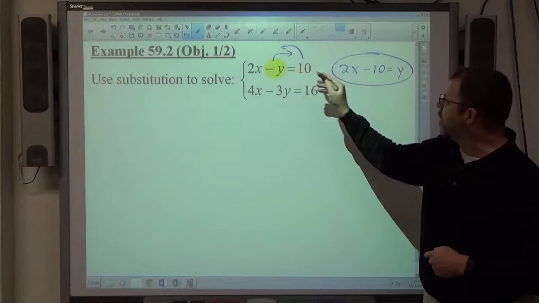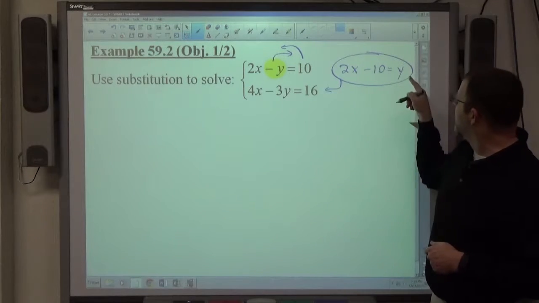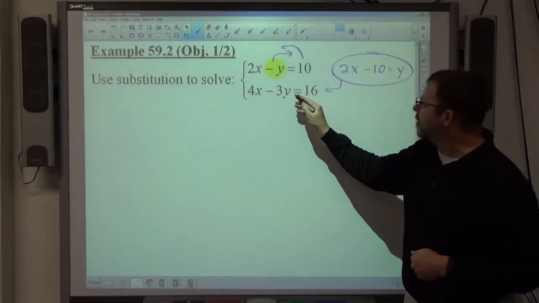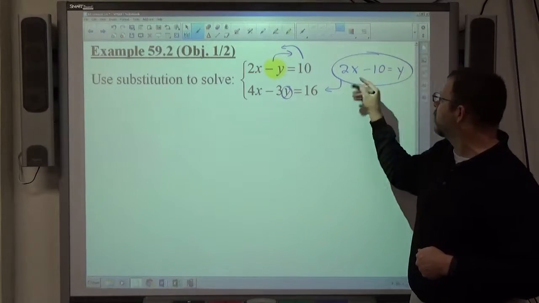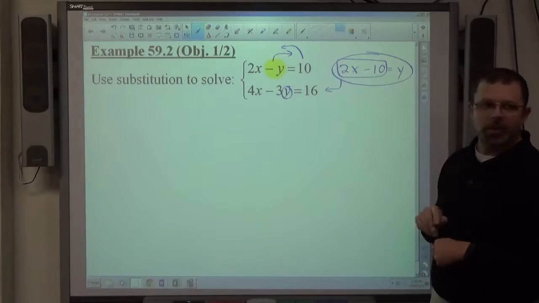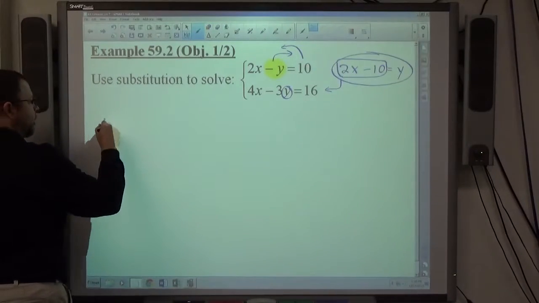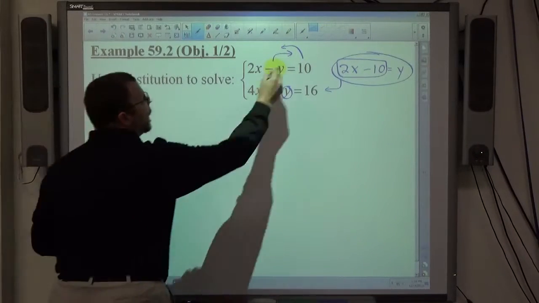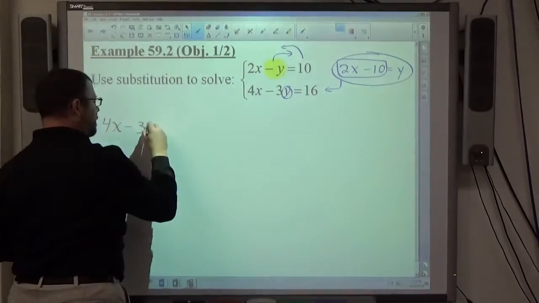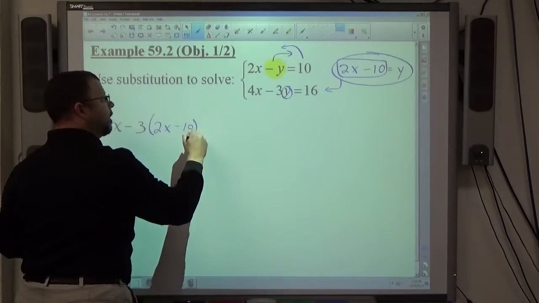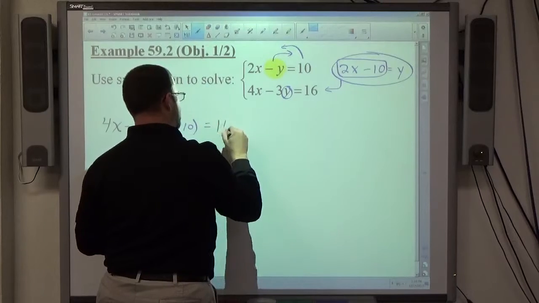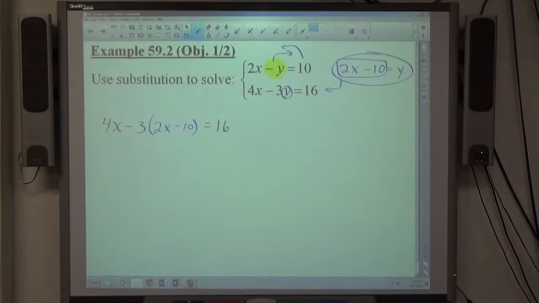That came from the top equation. So I'm going to go back to the bottom equation. I know what y equals in terms of x, so this variable here is going to be replaced with this information here. So the bottom equation states very clearly 4x minus 3y, and instead of writing y, I'm going to write 2x minus 10 equals 16.